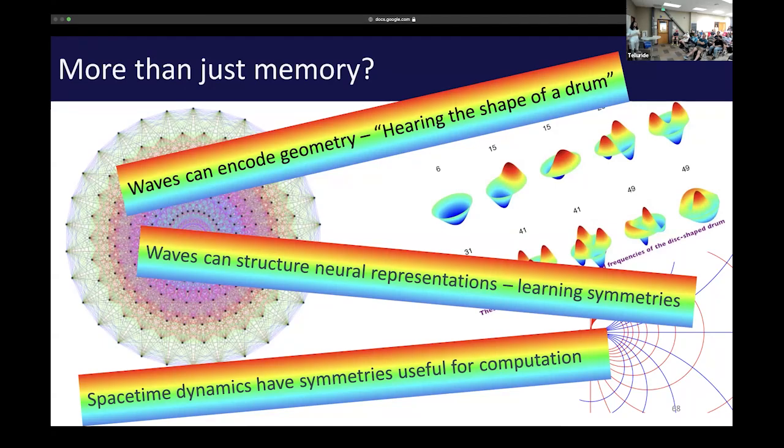No, that's the famous Kac paper. And there are so-called isospectral surfaces, that is to say, surfaces of different shapes that have exactly the same eigenspectrum. It's actually still a set of measure zero in the set of all surfaces, so it's kind of just a point.